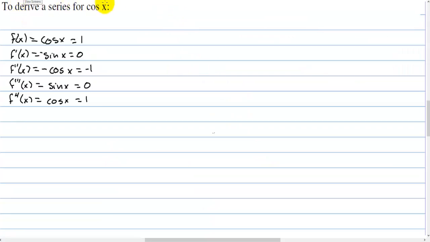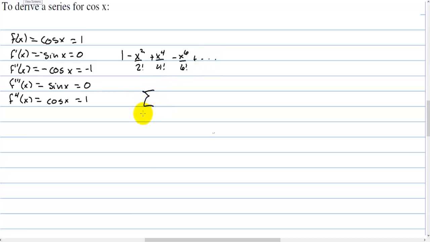To derive a series for cosine of x, we have f of x equals cosine, and the Maclaurin evaluation is 1. First derivative is negative sine, that's 0, and so on. You can pause the video and write these derivatives down if you'd like. But this starts with 1, and then minus x squared over 2 factorial, and then plus x to the 4th over 4 factorial, minus x to the 6th over 6 factorial, and keep on going in that fashion.